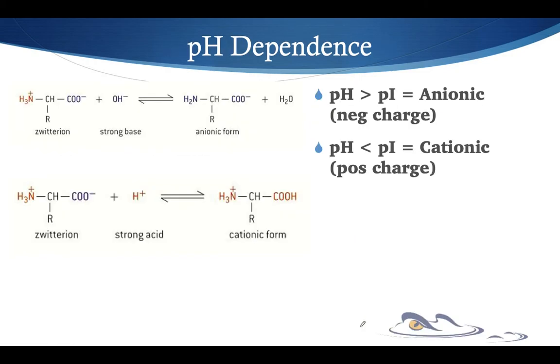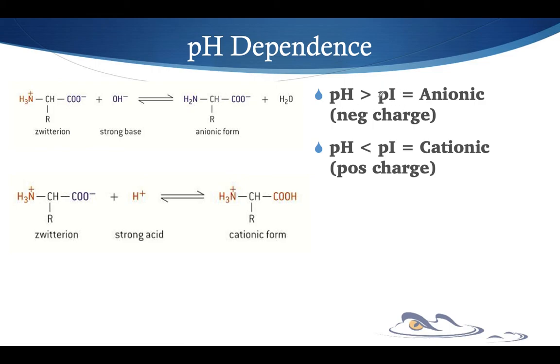Okay, let's take a look at the dependence of these forms, the Zwitterion, the anionic, the cationic form, upon pH. So just quickly, this is an equilibrium. See, there's our double arrows right here. So you're not going to be just all of one or all of the other. This is dynamic equilibrium, so both of these are present in the solution at the same time.